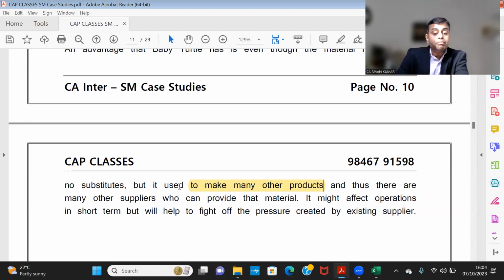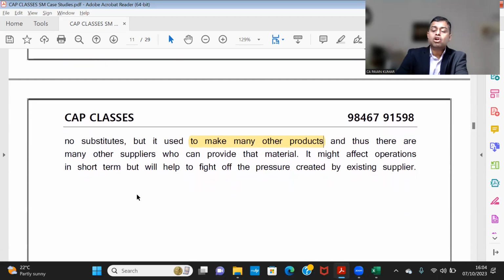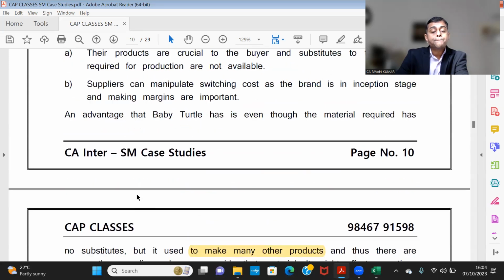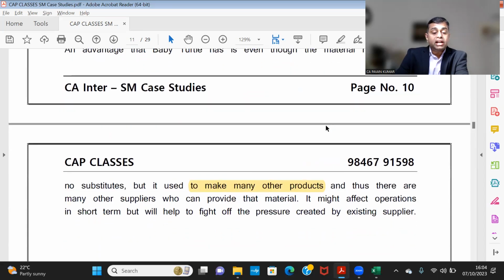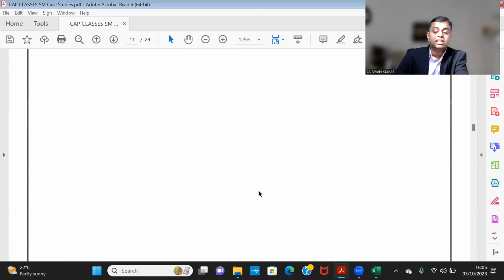But the advantage for this company is they have many other products, and thus there are many other suppliers who can provide that material. It might affect operations in the short term, but not in the long term. That is what they are saying. Even though the material required has no substitutes, it is used to make many other products, and thus there are many other suppliers who can provide that material. Even if this particular material is required, there are people who can supply that. This is the question. So with this, we have completed chapter 2. Shall we go to chapter 3, guys?